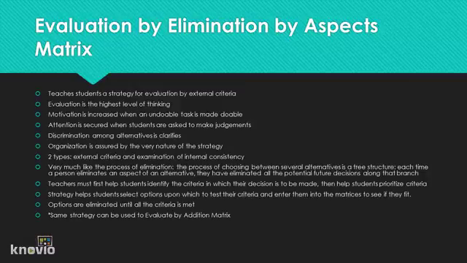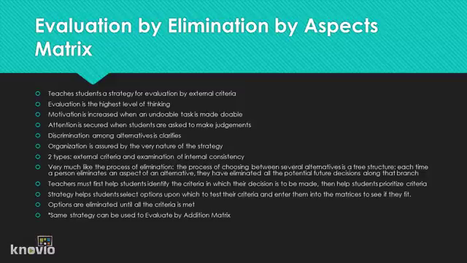Organization is assured by the very nature of the strategy. Because students must compare things to see if they fit the criteria, it helps them stay organized. So, there are two types of external criteria: an examination of internal consistency. It's very much like the process of elimination. They will have to choose between several alternatives, and once they eliminate one aspect of an alternative, they've eliminated the entire future potential of that decision along that branch.